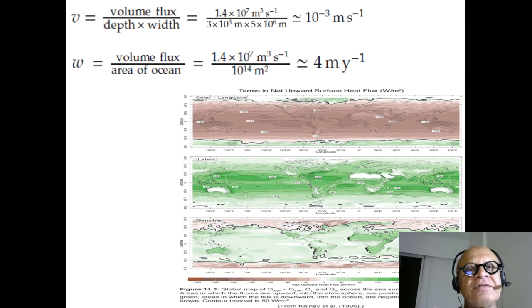Then there is the compensating vertical flux required to replace the sinking water. Every parcel of water that sinks has to be replaced by another parcel of water for continuity. So you can take the volume flux and divide by the area of the ocean, and you get order 4 meters per year. We will connect that.